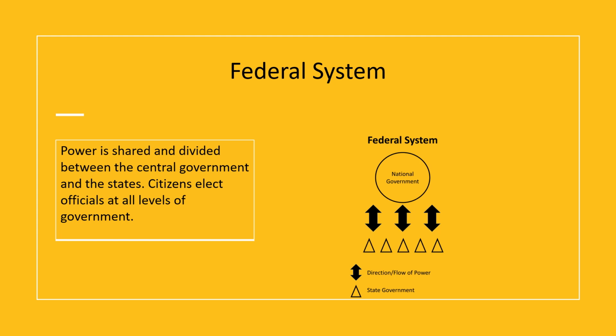best suited to handle issues, and there are going to be times when the national government is best suited to handle issues. And so this federal system, where the direction and flow of power go both from the states to the national government or from the national government back to the state government, plays an important role in keeping the lines of communication open and maintaining that relationship.